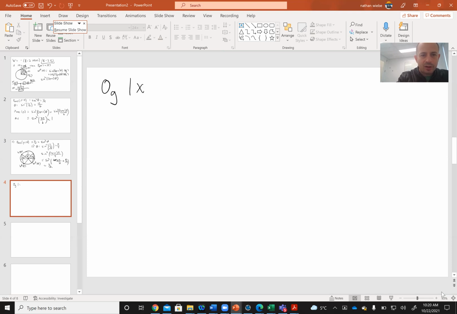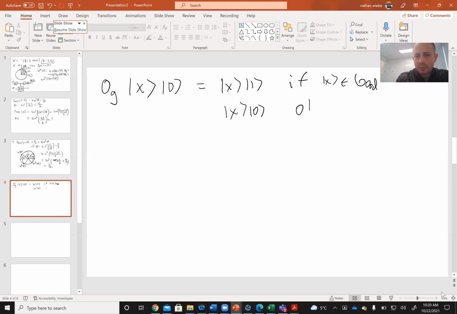O_G acting on |x⟩|0⟩ equals |x⟩|1⟩ if x is in good, and it will give me |x⟩|0⟩ otherwise. So this actually kind of ends up giving us a bit oracle that corresponds to our phase oracle that we had for our reflection. And in particular, the operation identity minus twice the projection onto 0.